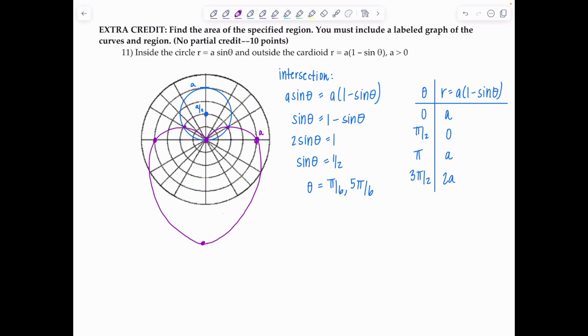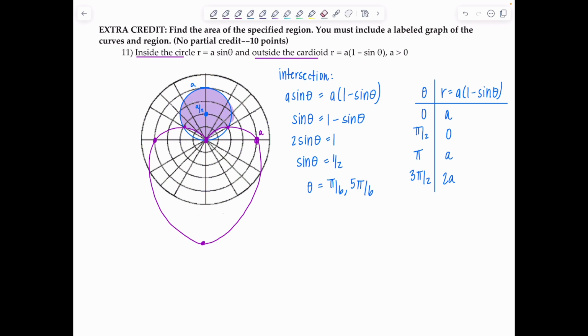Okay, be careful. We want the area inside the circle, outside the cardioid. Inside the circle, but outside the cardioid. So that's right here.